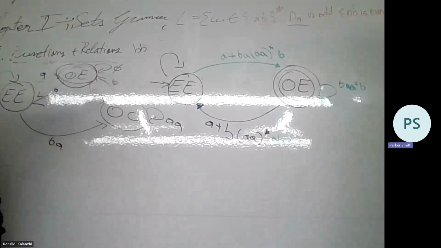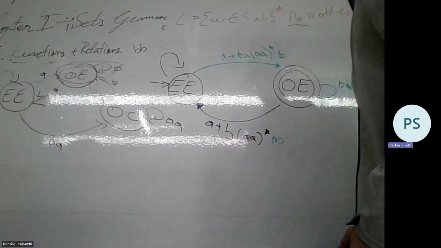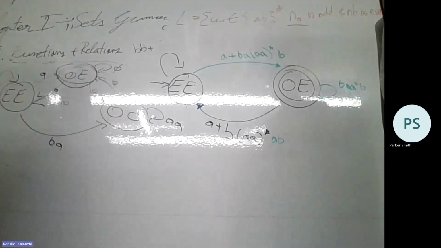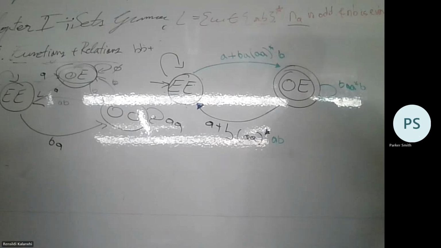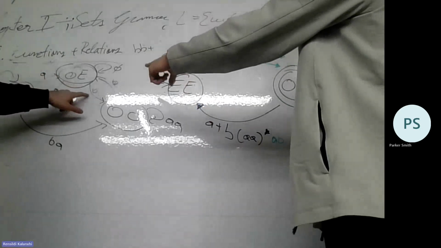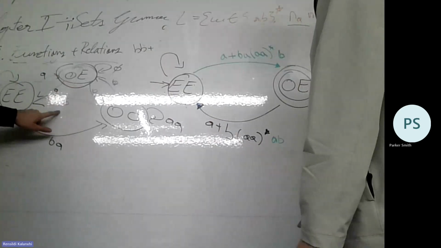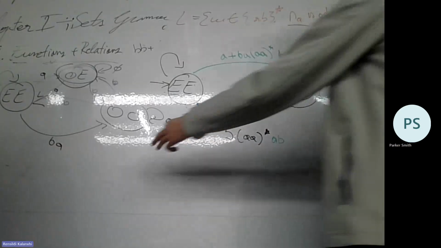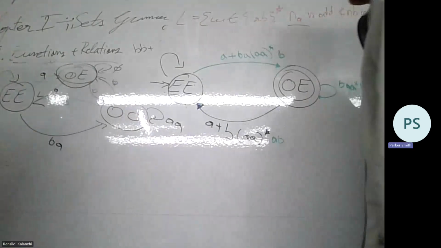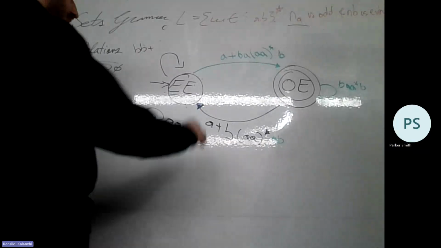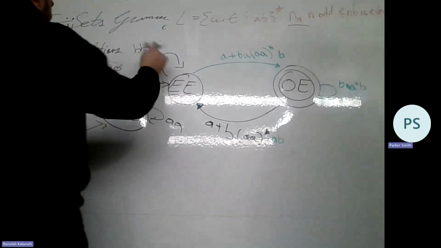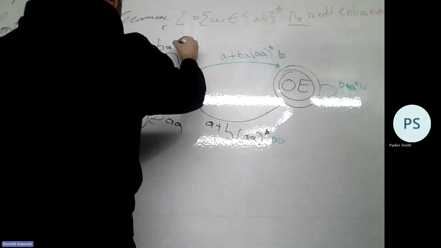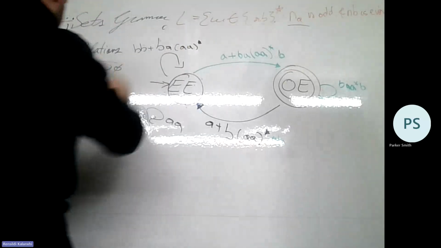Cool, I can see now. So it should be BB plus, because BB just loops back on itself, right? Yes. And then it's going to be B, A, B, A. It'd be BA, AA star B. Because you're going from EE through OO back to EE, from the final state. BA, AA star. This is a long one.